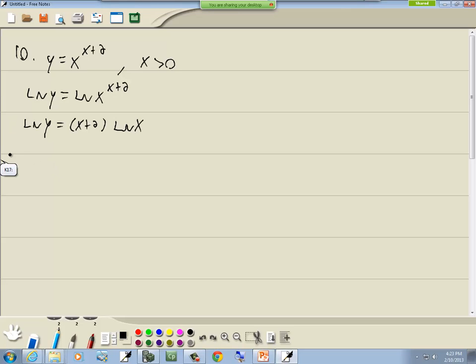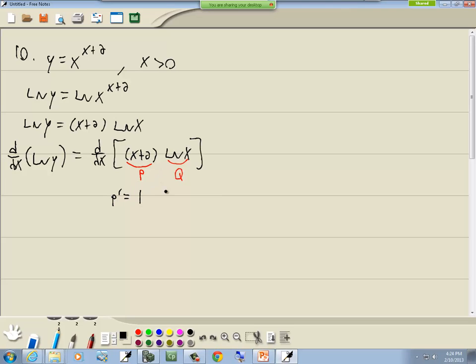And now we're ready to take the derivative of everything where it's sitting. So we'll take the derivative with respect to x of natural log of y. And we'll take the derivative with respect to x of x plus 2 times natural log of x. Product rule on the right side. We got this times this. So p is x plus 2 and q is natural log of x. P prime, the derivative of x plus 2 is 1. Q prime, the derivative of natural log of x is 1 over x. So this will be p prime q plus p q prime.